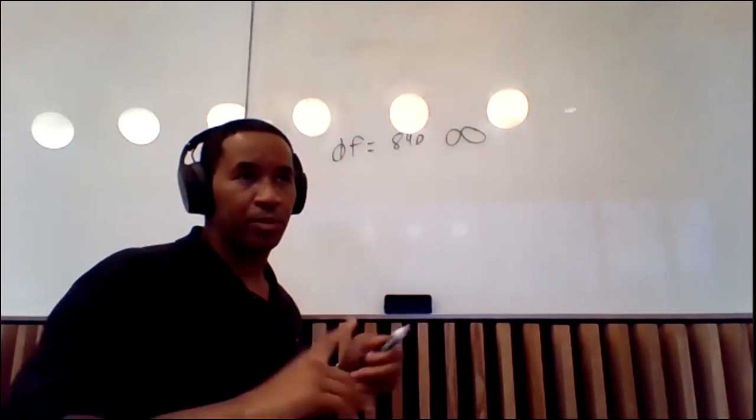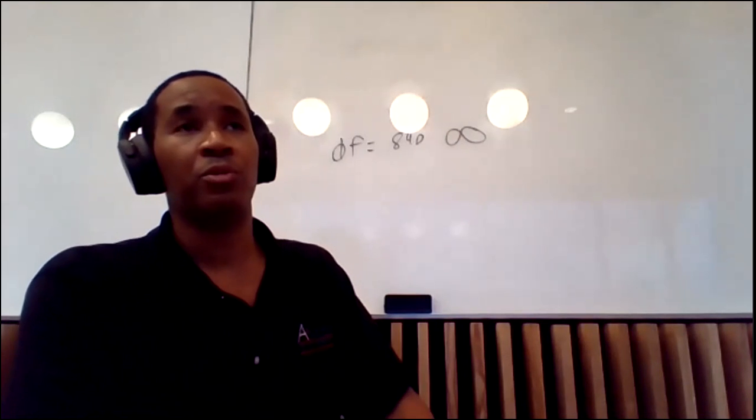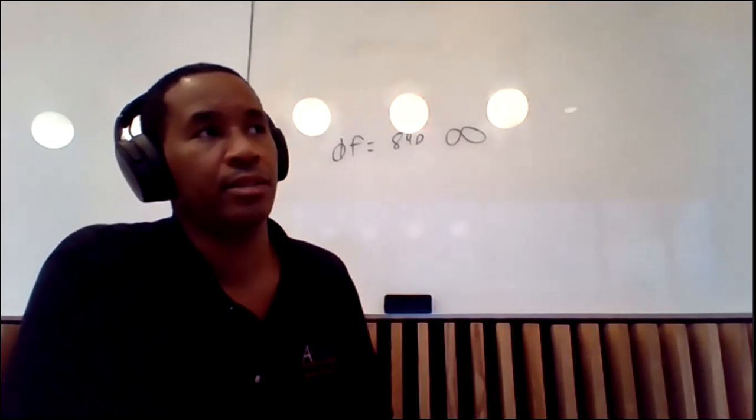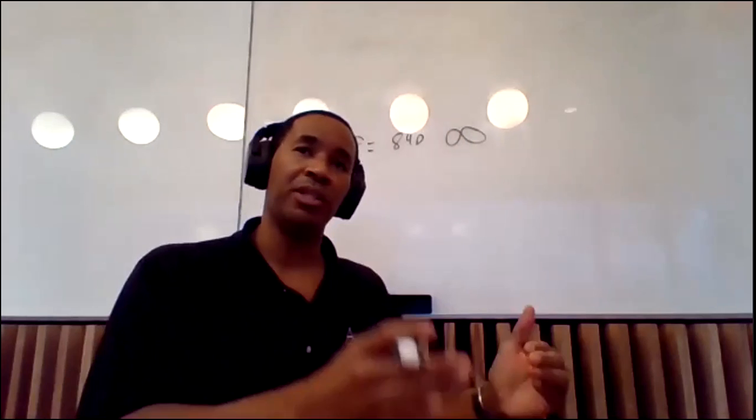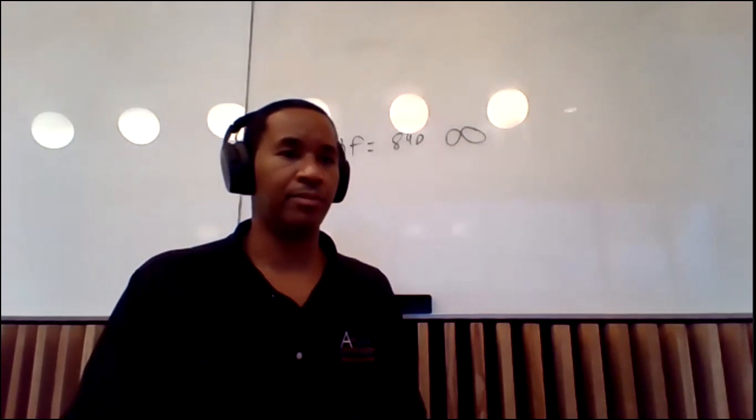Now that we have our degrees of freedom, what other piece of information do we need? Well, we need to know whether we're doing a one-tailed or a two-tailed test. So can anybody tell me, are we doing a one-tailed test or a two-tailed test based upon our original research hypothesis?